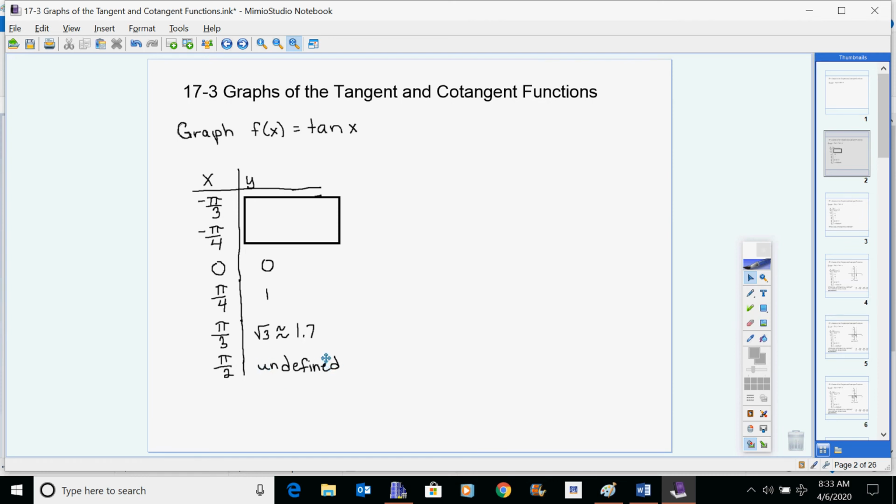So what we've found is that there is a place where there is no value. And as I was trying to explain, as we get closer and closer to that value, the number is going to be getting higher and higher and higher, but it's never going to reach that undefined value.